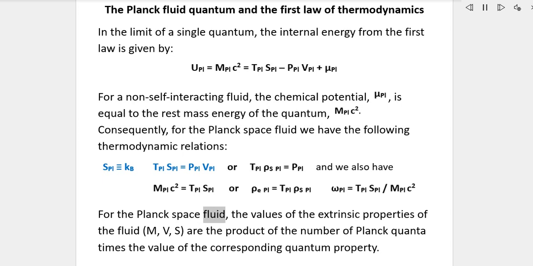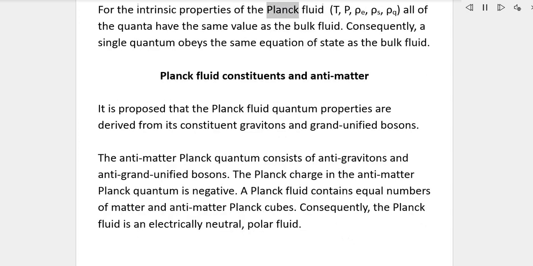For the Planck space fluid, the values of the extrinsic properties of the fluid, m, v, s, are the product of the number of Planck quanta times the value of the corresponding quantum property. For the intrinsic properties of the Planck fluid, T, P, ρe, ρs, ρq, all of the quanta have the same value as the bulk fluid. Consequently, a single quantum obeys the same equation of state as the bulk fluid.